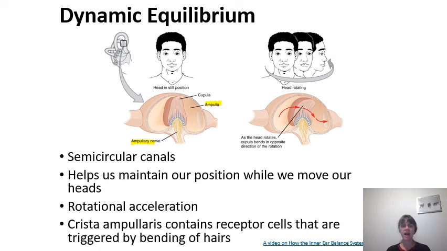These hair cells have a gel-like structure called a cupula that is situated on top of them, and so the stereocilia of the hairs are embedded in this gel-like cupula. And when the head rotates, the fluid moves, bending the cupula in the direction opposite the rotation. And again, it's just the bending of the hairs in the hair cells that will trigger action potentials to cause us to understand where we are in space during dynamic equilibrium.